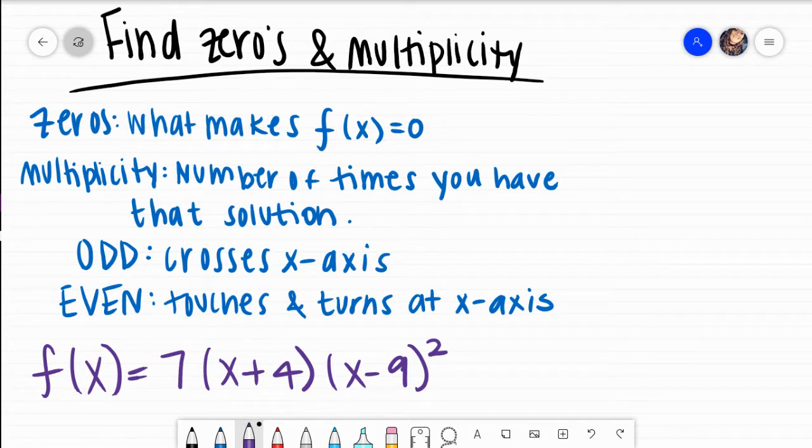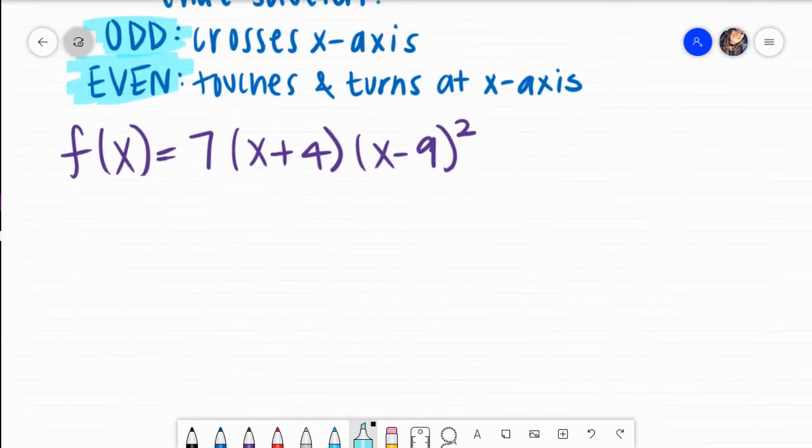If your multiplicity is odd at that 0, then your graph crosses at the x-axis. If your multiplicity is even at that 0, the graph will touch and turn at the x-axis.